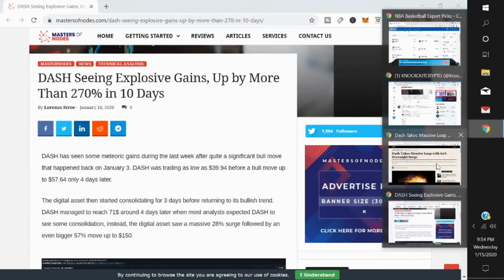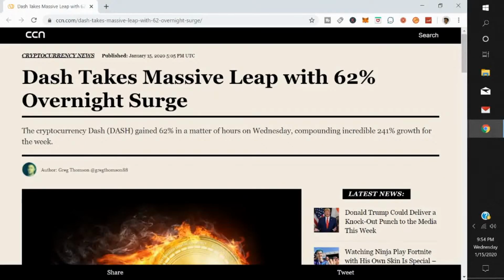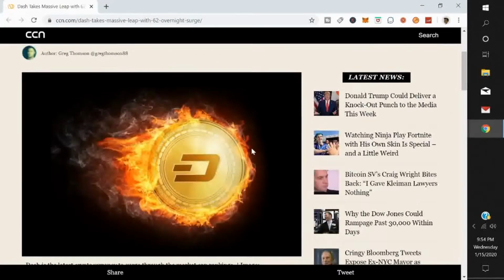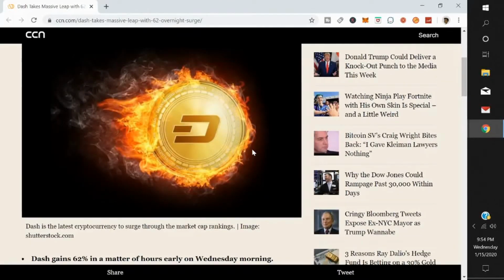I want to bring up another. Dash takes a massive leap with a 62% overnight surge. The cryptocurrency Dash gained 62% in a matter of hours on Wednesday, compounding incredible 241% growth for the week. Very impressive growth. Dash is the latest cryptocurrency to surge through the market cap rankings. It's just been very impressive.